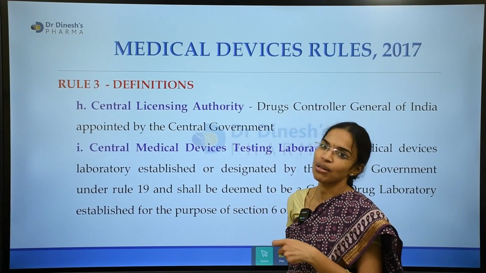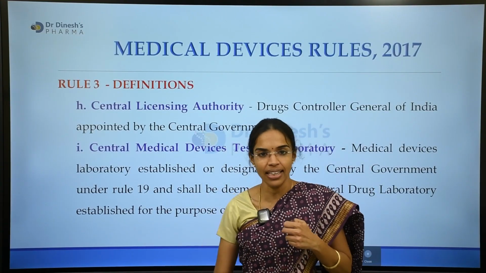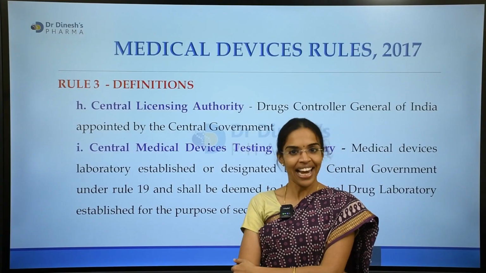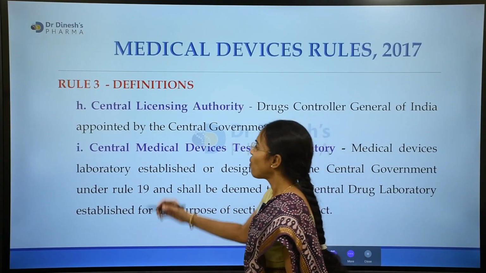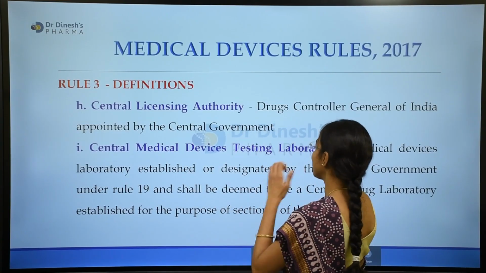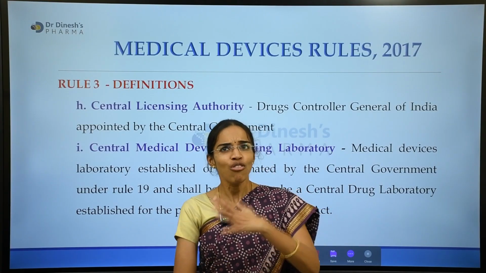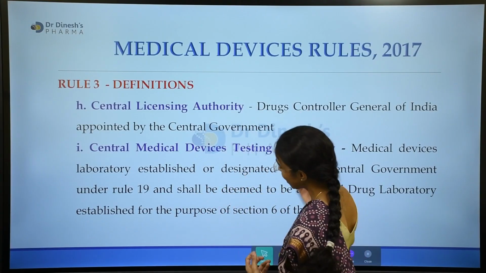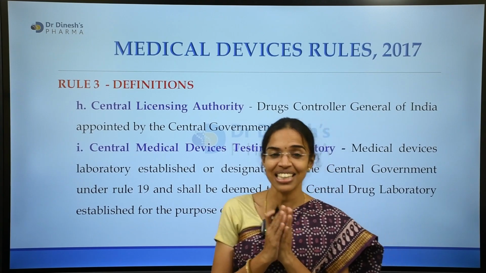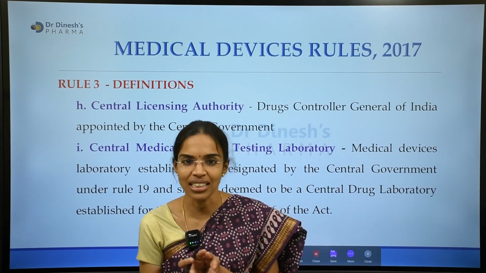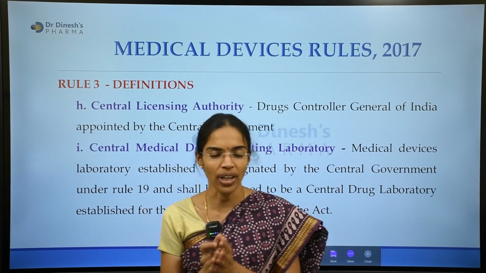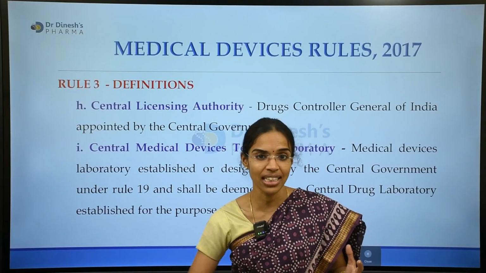And coming to Rule 3H. What is 3H about? The Central Licensing Authority. 3H is about the Central Licensing Authority. What does the Central Licensing Authority mean? As we all know, what is the Central Licensing Authority according to MDR? It is nothing but the CDSCO. The Central Licensing Authority will be the CDSCO.